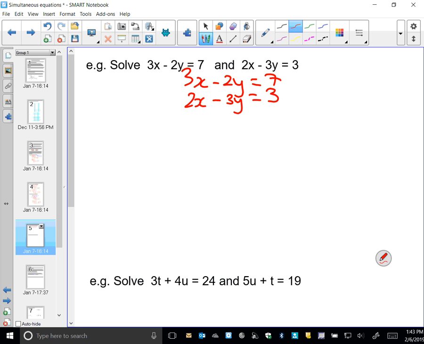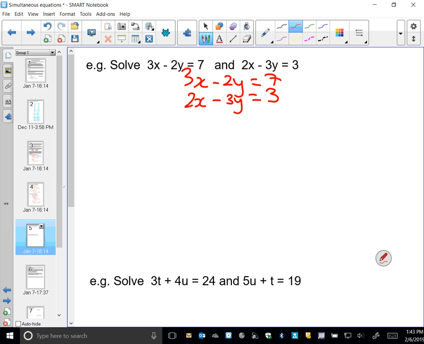So, we need to do something now to both of our equations, because there is no way that I can multiply one of these equations by a value and end up with the same coefficient for the other. Okay?